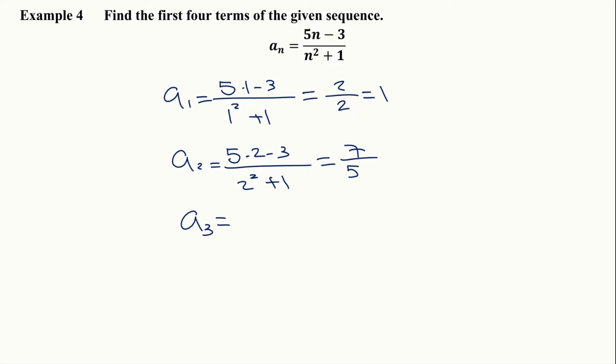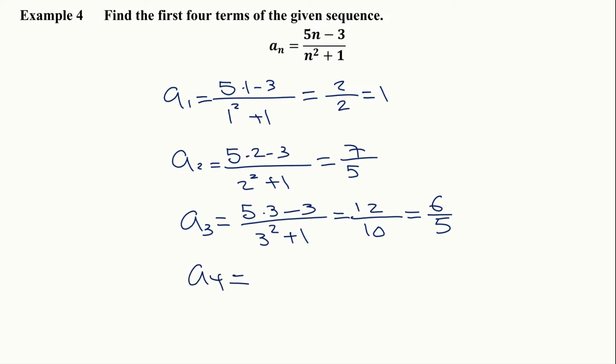A3 is going to be 5 times 3 minus 3 over 3 squared plus 1. So 15 minus 3, that's 12, over 9 plus 1 is 10. We'll go ahead and reduce it to 6 over 5.